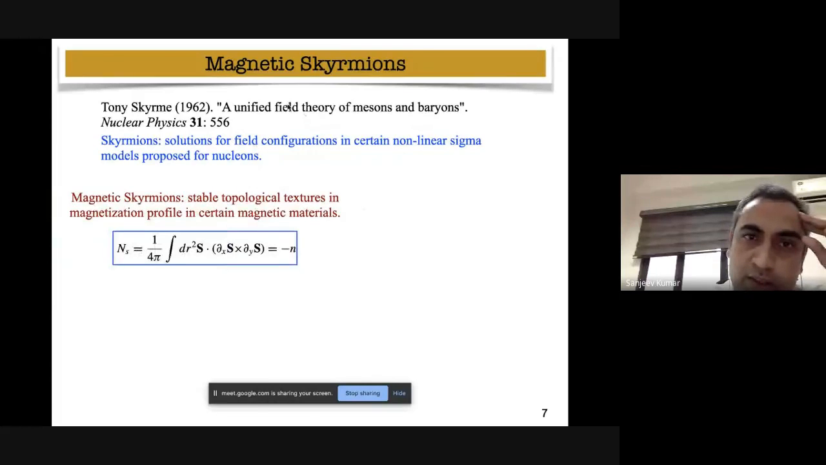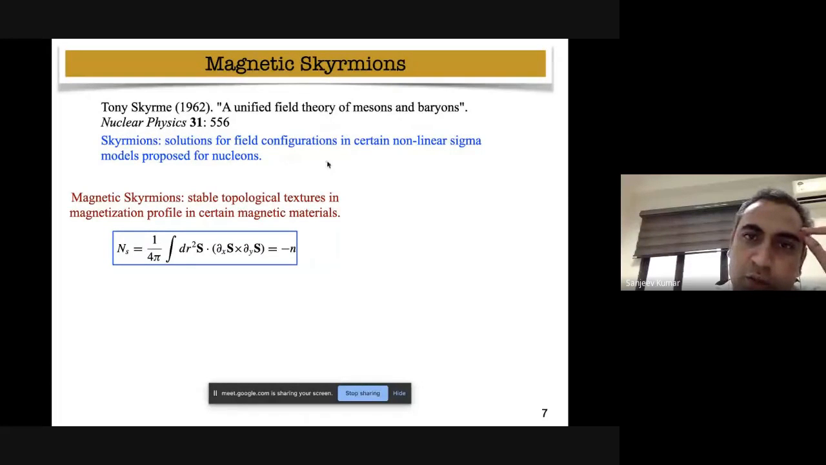This is the motivation: this concept of skyrmions has emerged in some sort of mathematical physics or high energy physics ideas, which have been lately realized in actual materials, in magnetic materials. So magnetic skyrmions are again these stable topological textures in magnetization profiles. What was proposed in this nonlinear sigma model theory has actually been seen as a texture in the magnetization profiles. Now, what is the connection?